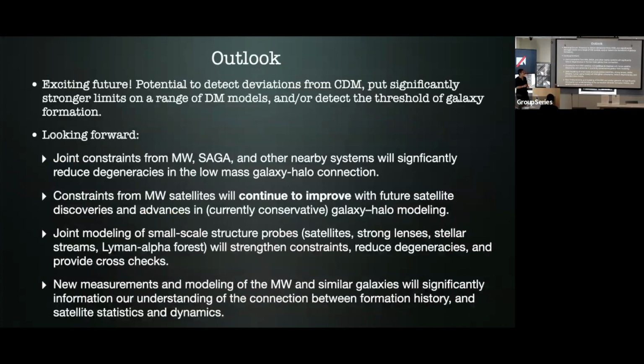We have real potential to detect deviations from CDM, or really put limits on a wide range of models that would be different. I think we can do a lot when we combine constraints, either from getting more satellites, combining with other probes of small scale structure. And I think there's a lot we can do with new modeling to really connect our understanding of the formation history to the satellite statistics and dynamics.